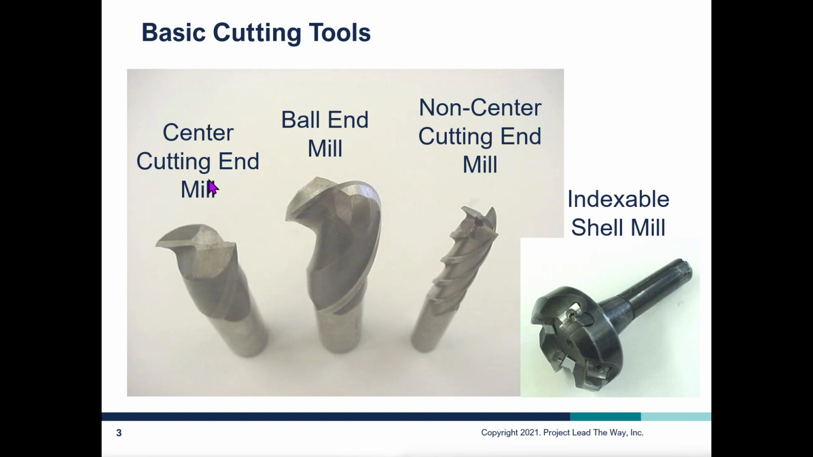We have the center cutting end mill, where the two cutting edges come to the center. And this is an end mill, so it's flat on the end. This is a ball end mill. Again, this is center cutting. This one is non-center cutting. This is also an end mill, and this is an indexable shell mill. The cutting surfaces here can be replaced.